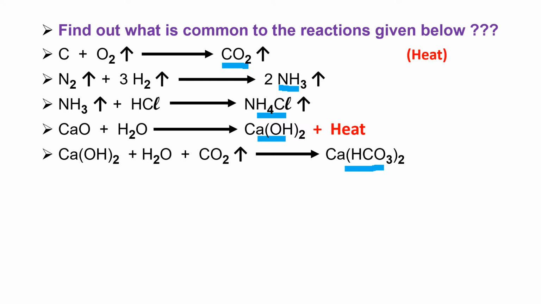What about the reactants? There are many. In the first reaction, there is carbon and oxygen. Second also carbon, nitrogen and hydrogen. Third reaction, ammonia and HCl. Fourth reaction, calcium oxide and water. Fifth reaction, calcium hydroxide Ca(OH)2, H2O and CO2. So reactants are two or more than two. Like in the last reaction, there are three reactants. But what about products? There is only one product.